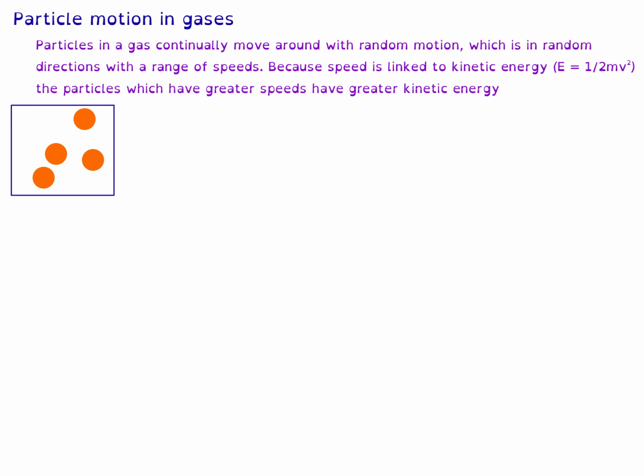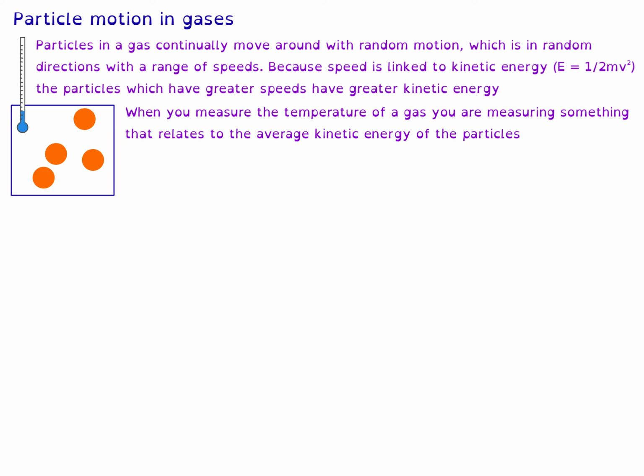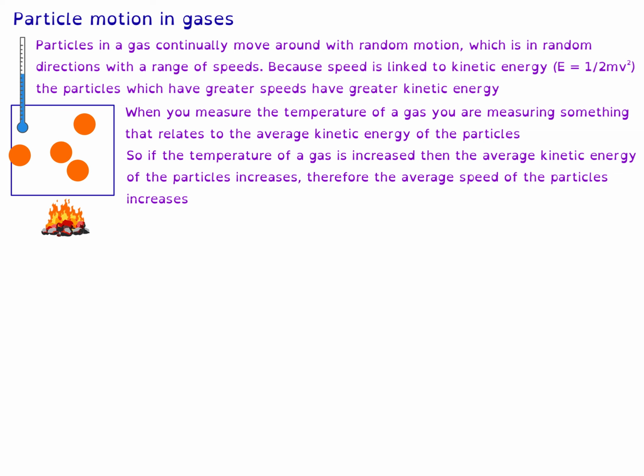Particles in a gas continually move around with random motion. This is when they move in random directions with a range of speeds. Because speed is linked to the kinetic energy through the equation E equals half mv squared, the particles that have greater speeds have the greater kinetic energy. When you measure temperature of a gas, you're measuring something that relates to the average kinetic energy of the particles. So if the temperature of the gas is increased, then the average kinetic energy of the particles is increased. Therefore, the average speed of the particles is increased.